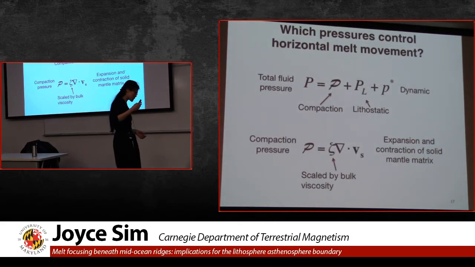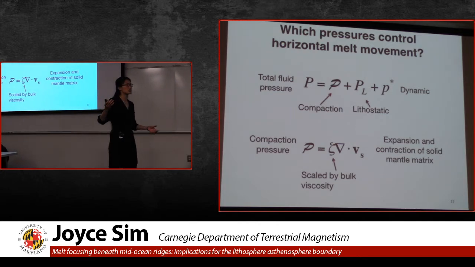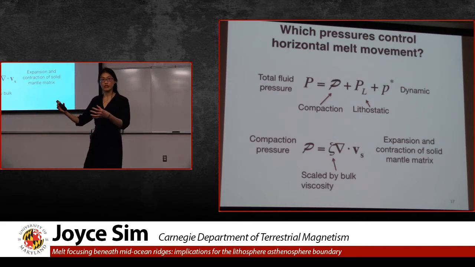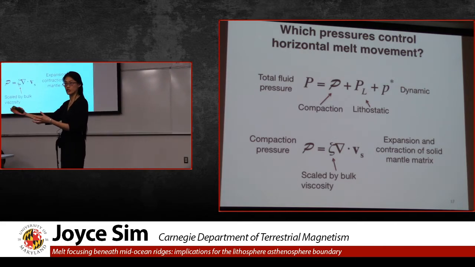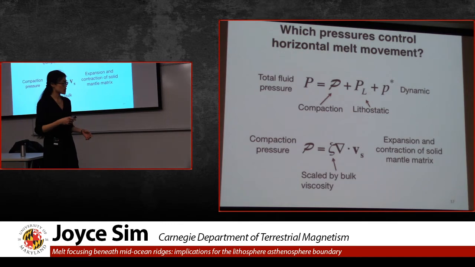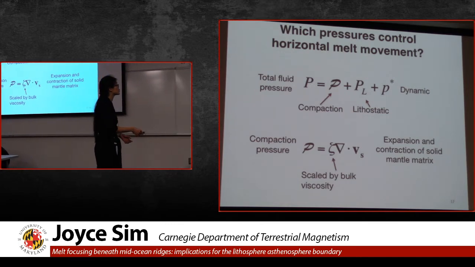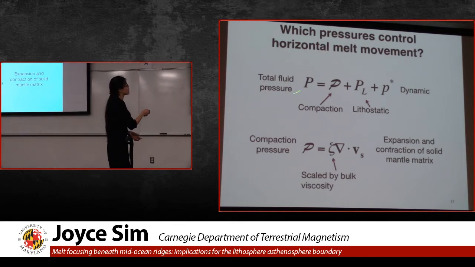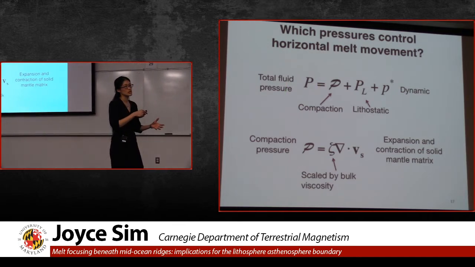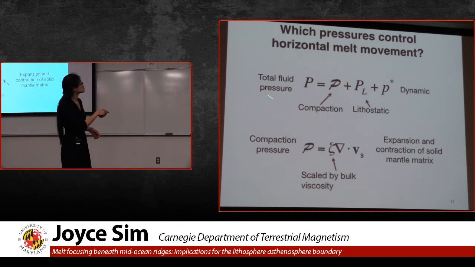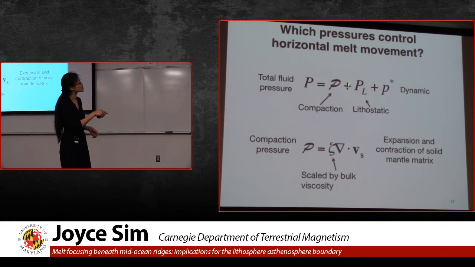So when we are talking about melt flow, it's really the pressure gradients that push this melt flow, right? Melt flows due to pressure gradients. So what helps us to understand this is to break down that pressure, which I show in the Darcy flow equation. Maybe I should write that down, but in a little bit. So you have the total fluid pressure. We have broken it down into compaction pressure, lithostatic pressure, and dynamic pressure.